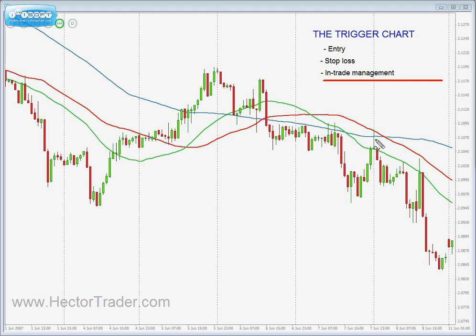Okay. All right guys, that's basically all for this video. Like I was saying, it's just so you guys understand the difference between the setup chart and the trigger chart. It's a very easy concept. Basically, you establish the trend in the longer time frame, and then you zoom into the shorter time frames to manage the trade, to get the entry, to get your stop loss, to follow it in real time, etc. Very easy concept to understand.